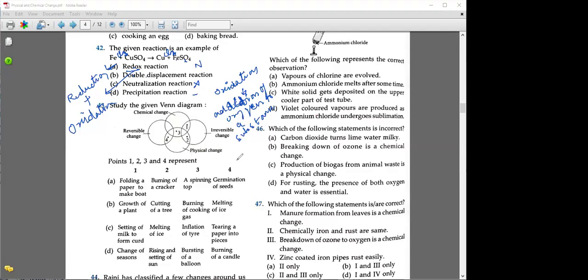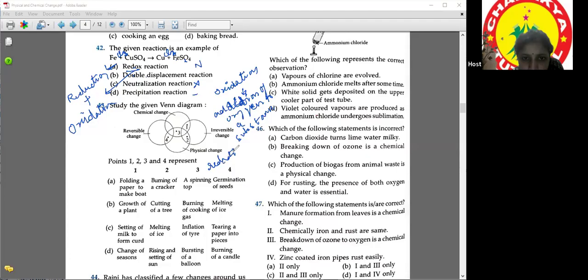Reduction reaction you can understand as the opposite of it. I'm writing in short: loss of oxygen from any substance. Like in the above reaction in 42, copper sulfate lost oxygen and became only copper. You can note these down. I already told you about neutralization, displacement and precipitation. So redox is where oxidation and reduction take place simultaneously, and individually they mean this.